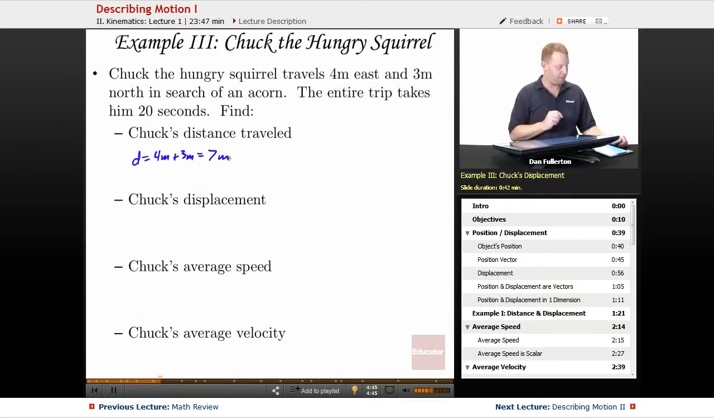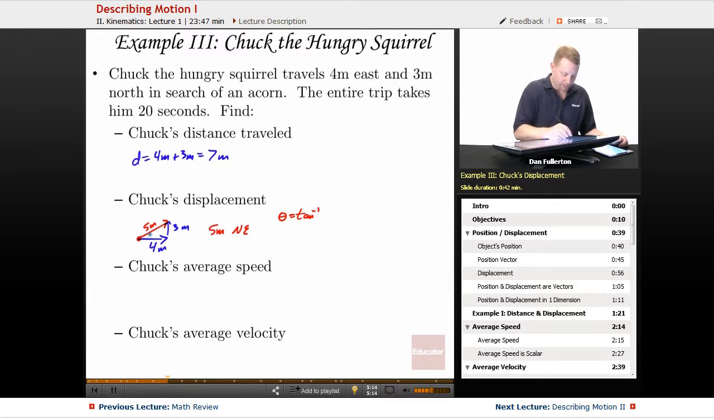Chuck's displacement, however, is a little trickier. Chuck traveled 4 meters east, then 3 meters north. Displacement is the straight line distance from where you start to where you finish. So that's a 3, 4, 5 triangle. That must be 5 meters. So Chuck's displacement is 5 meters northeast. And if we wanted to, we could find the angle to be even more specific. That would be the inverse tangent, if we're calling that angle theta, of our opposite over the adjacent, 3 meters over 4 meters, which is about 36.9 degrees.